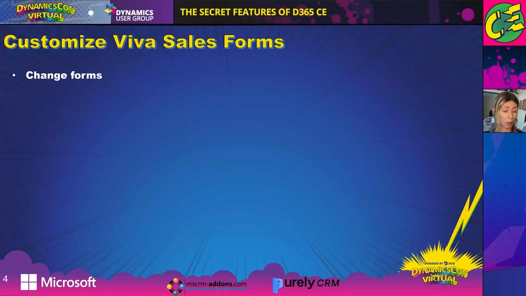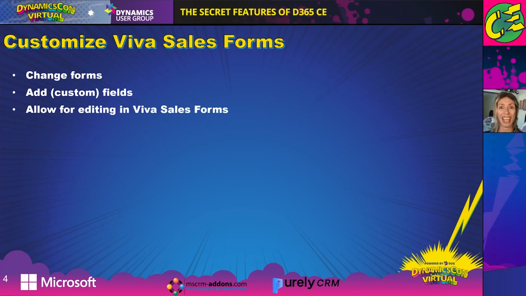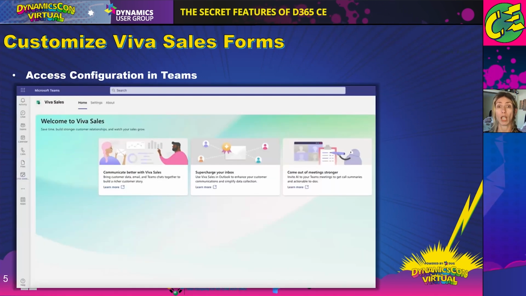So the first thing that I wanted to mention to you guys is a new ability that we're going to have in Viva Sales, which is the ability to actually customize the forms. That means that we're going to be able to change the forms by adding or removing fields that are currently related to those. And not just one form, obviously. We're going to be able to do that for account forms, so those are more like the customer forms, contact forms as well, and opportunity forms as well.